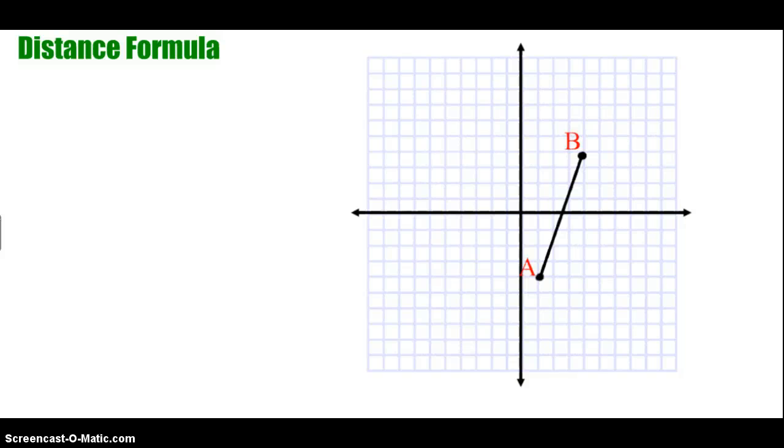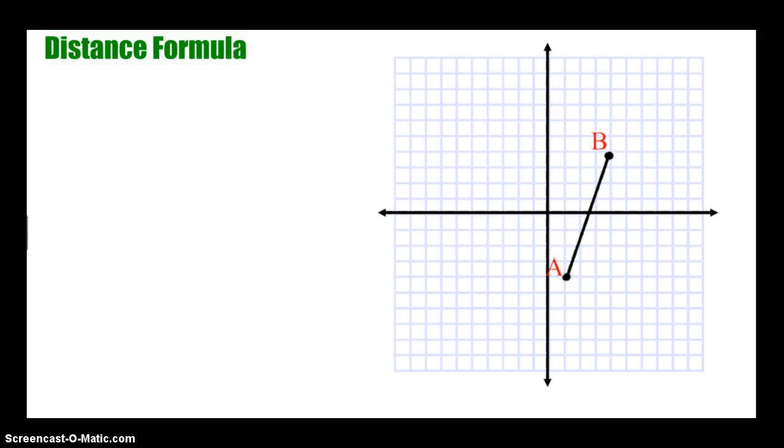Find the length of segment AB. We can see that point A is at the point (1, -4), and that B is at the point (4, 4). Now what we can do to help us find this segment is to consider a right triangle.